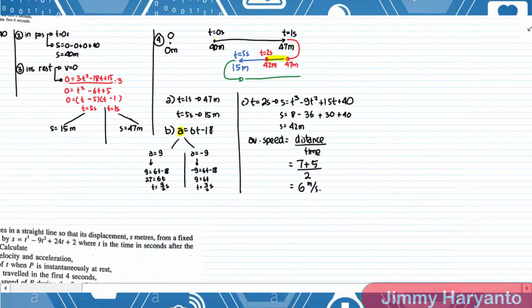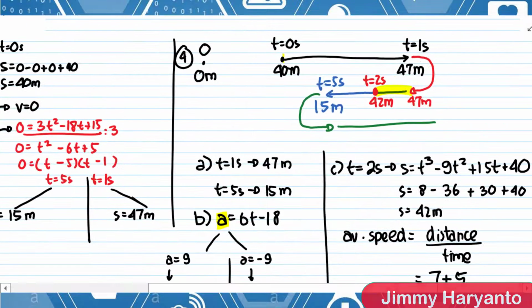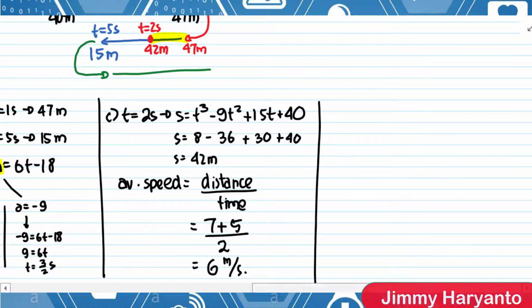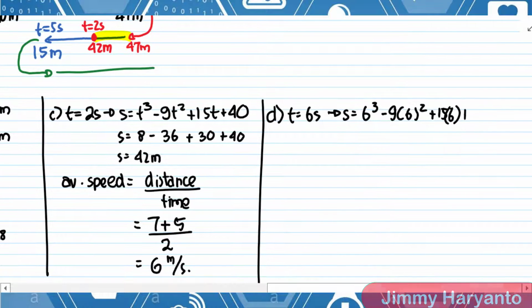Okay, next is for D. The question D wants you to find the total distance traveled for the first 6 seconds. We don't have the position of the object at t equals to 6, so we have to find it first. 6 seconds means s equals to 6 to the power of 3 minus 9 times 6 square plus 15 times 6, and then the last one is plus 40. Okay, I will calculate it first. So 6 to the power of 3 minus 9 times 6 square, 15 times 6. Okay, the answer is 22 meters.